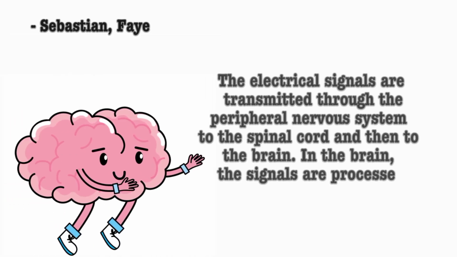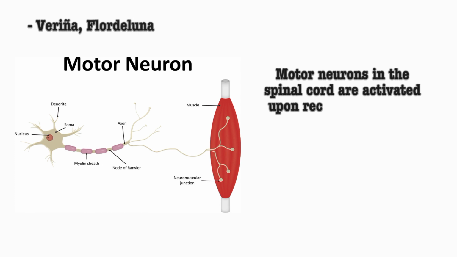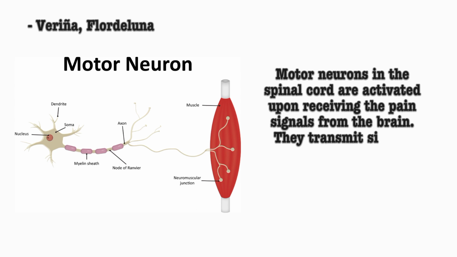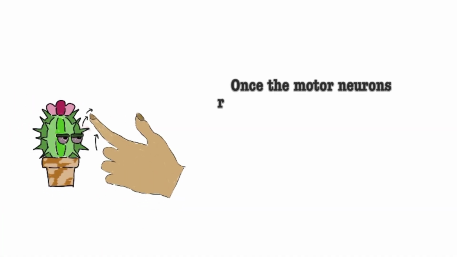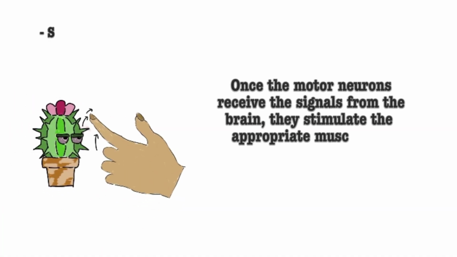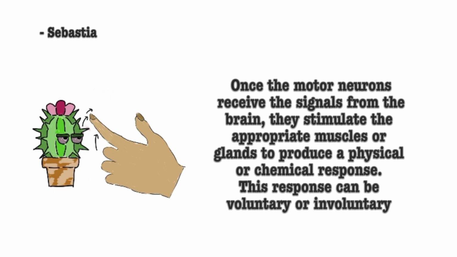In the brain, the signals are processed and interpreted as pain. Motor neurons in the spinal cord are activated upon receiving the pain signals from the brain. They transmit signals from the brain to the muscles. Once the motor neurons receive the signals from the brain, they stimulate the appropriate muscles or glands to produce a physical or chemical response. This response can be voluntary or involuntary.